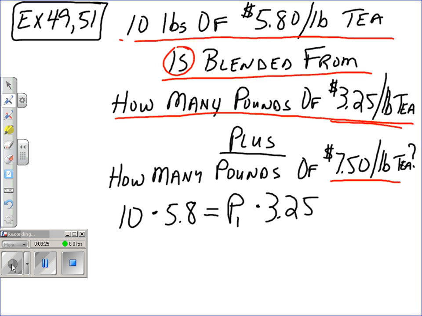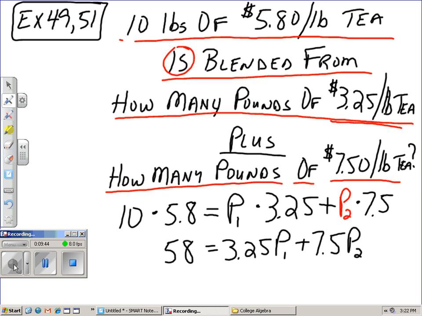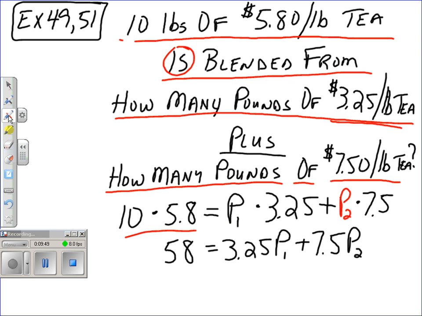Plus how many pounds? Now remember, that's a different weight. So P sub 2 times 7.5 for the 7.50 tea. I clean it up a little further. 10 times 5.8 is 58. And I just reverse the order here because you can multiply in any order. So 3.25 P1 plus 7.5 P2. It's a little bit simpler.